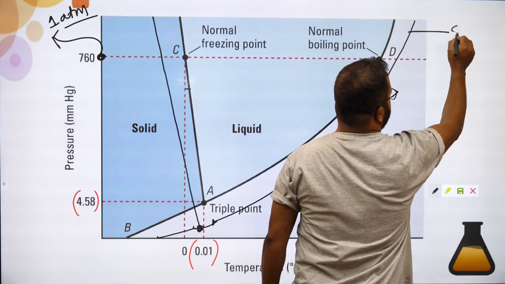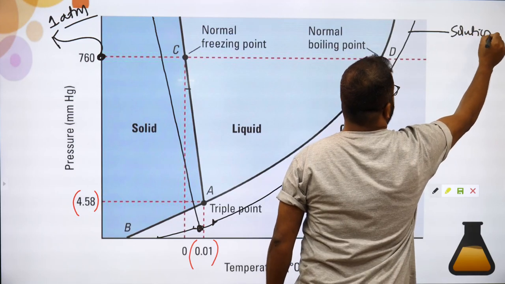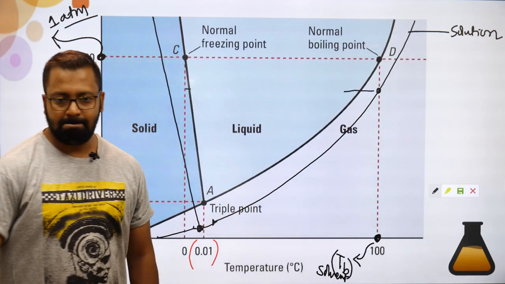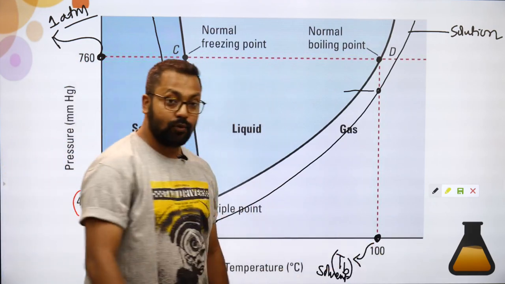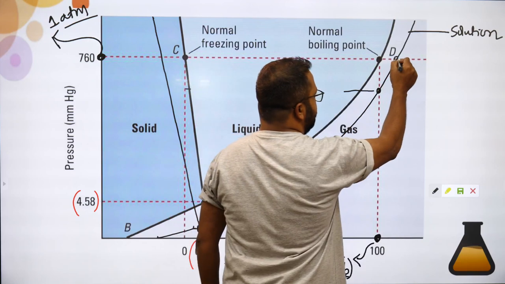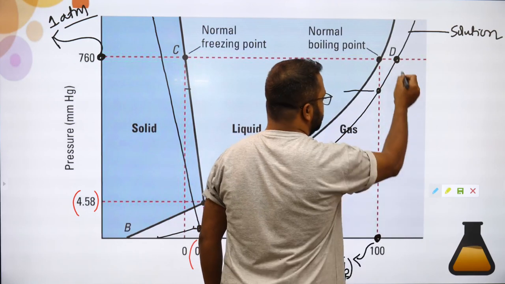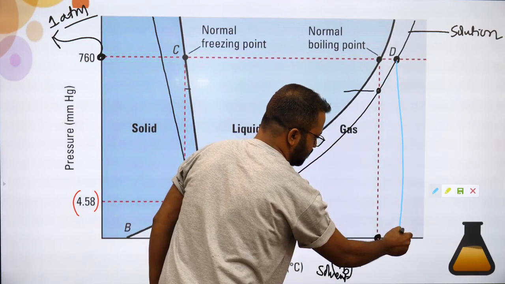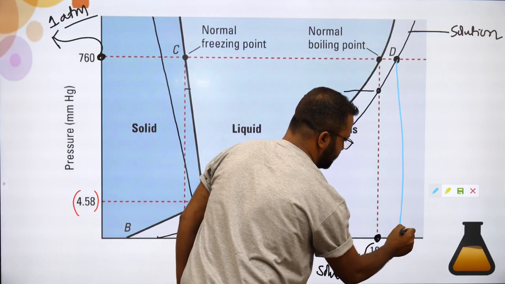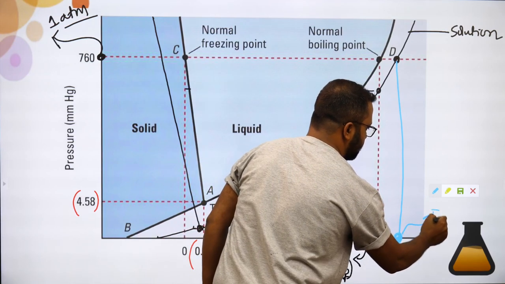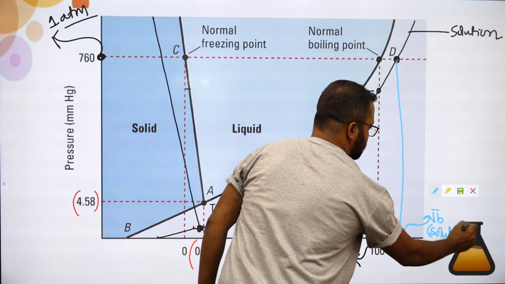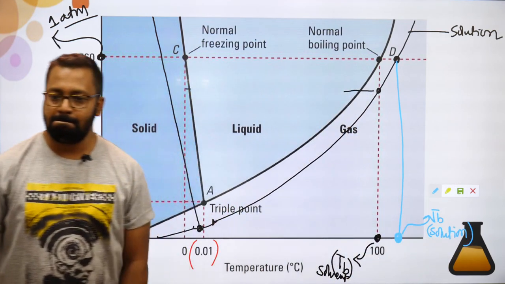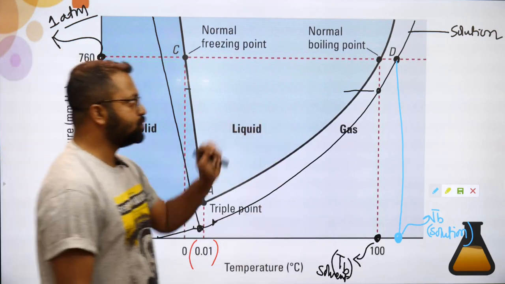This plot is for solution. Okay. This is the boiling point of solvent. Ye jo likha hai, humne boiling point of solvent likha hai. So this will become what? This will become boiling point of solution.